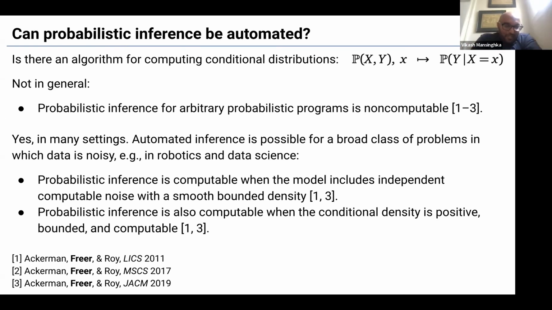The first result is, maybe unsurprisingly, that you can't compute posterior distributions in general, even if the prior and likelihoods are computable. But maybe even more interestingly, if the likelihood model is sufficiently noisy, so when it includes independent computable noise with a smooth bounded density, or when the conditional density is positive, bounded and computable, then actually the posterior is computable. So for the level of tractability captured by computability, inference is computable for an extremely broad class of problems, loosely where data is noisy, like arises in robotics and data science, and many aspects of AI.